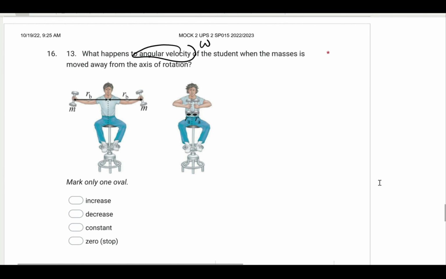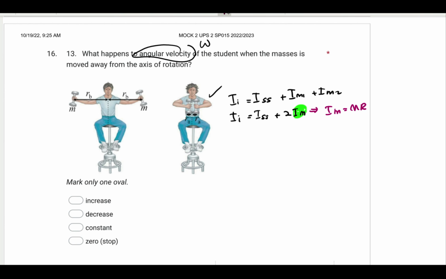Okay, the example is originally this one. The example is the same as before. He will have I initial, right? Meaning I of the student and the stool plus I for mass 1 plus I for mass 2. So, when we calculate the moment of inertia when his arms are close to his chest, near the axis of rotation, we will have I_S plus 2 I_M, the mass. So, we need to consider the moment of inertia as a particle. So, we can see here I_M, the formula is mr squared.